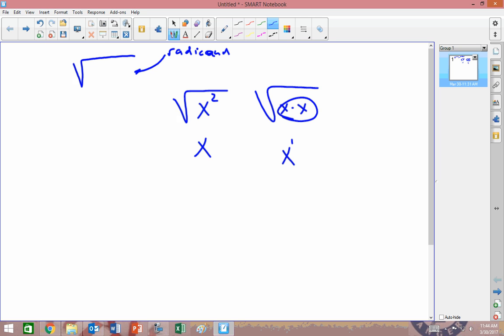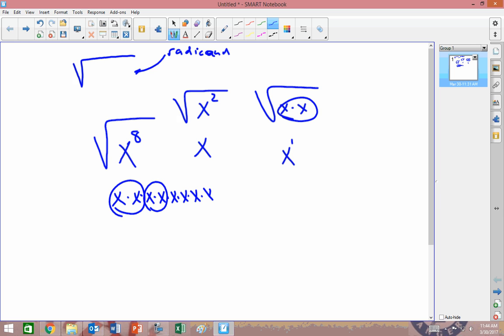So if I have x to the 8th, how many pairs do I have in x to the 8th? How many pairs of x's? I've got 1, 2, 3, 4, 5, 6, 7, 8. How many pairs of those do I have? There's 1, 2, 3, 4. So I just take my 8, divide it by 2. I get 4 pairs. So I have x to the 4th is my answer, okay?